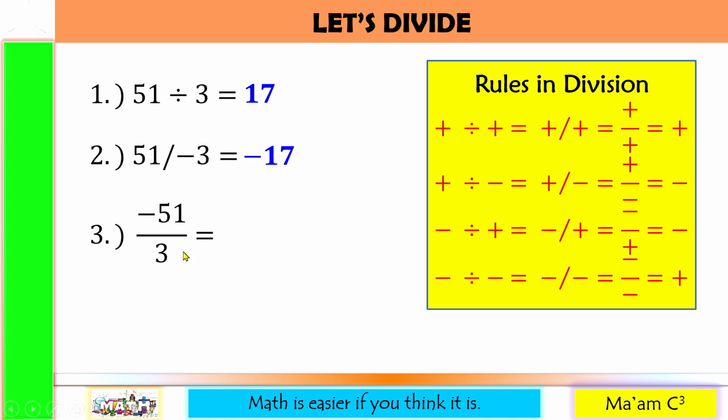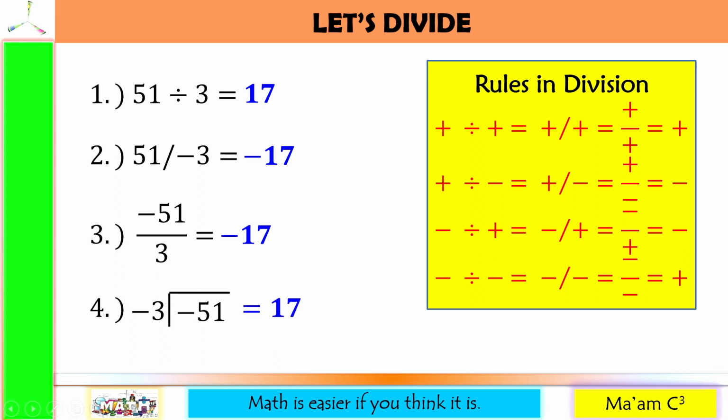Number 3, negative 51 divided by 3. Another symbol for division is the fraction bar. So negative divided by positive, different signs will give us a negative quotient. Number 4, negative 51 divided by negative 3. So this is another symbol for division. Both numbers are negative, so we are expecting a positive quotient. So this will be positive 17.